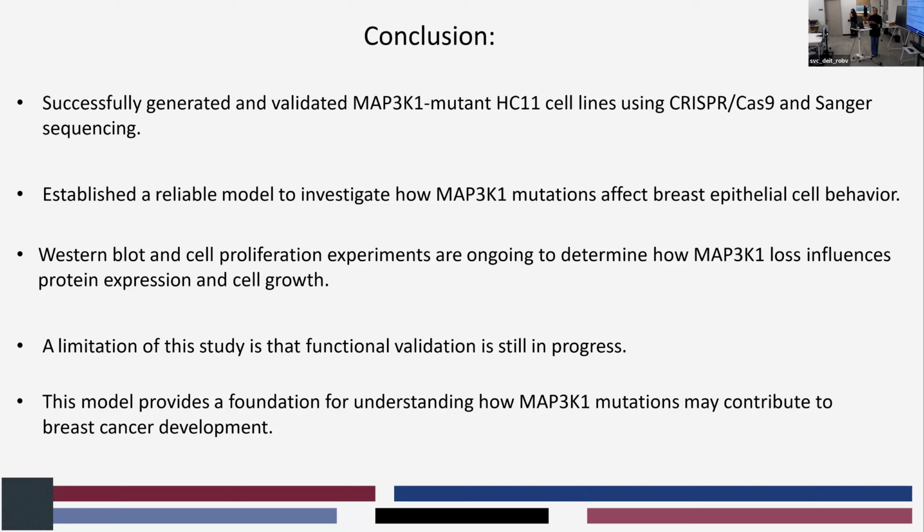behavior. Western blot and cell proliferation experiments are ongoing to determine how MAP3K1 loss influences protein expression and cell growth. A limitation of this study is that functional validation is still in progress, but this model provides a foundation for understanding how MAP3K1 mutations may contribute to breast cancer development.